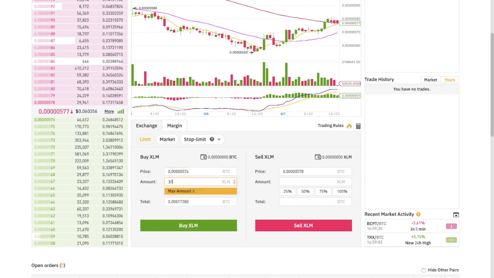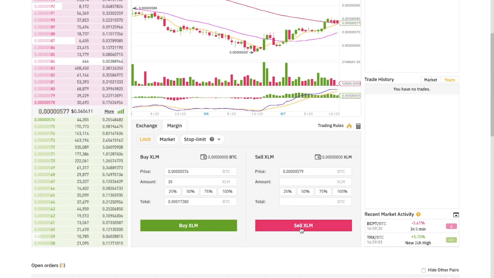You then state the amount that you would like to purchase, and it will give you your total amount here in Bitcoin. Now, exactly the same rules apply in terms of selling. So you can sell at a higher price than what the current market is dictating. And you can obviously put in the amount that you then want to sell. It will give you your total in Bitcoin, and you can click on to sell XLM.